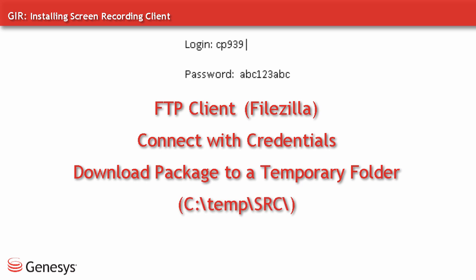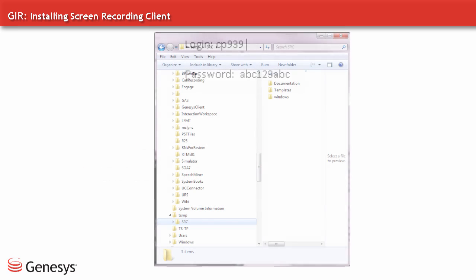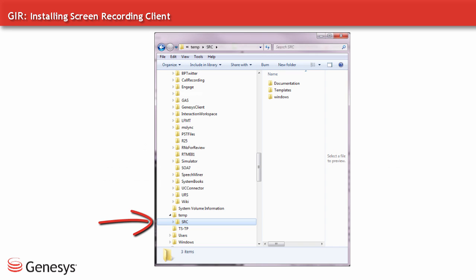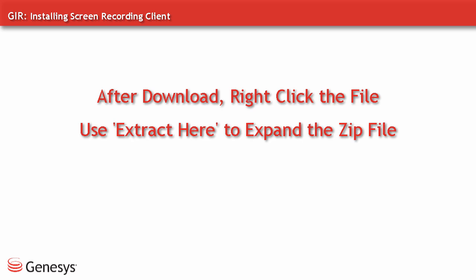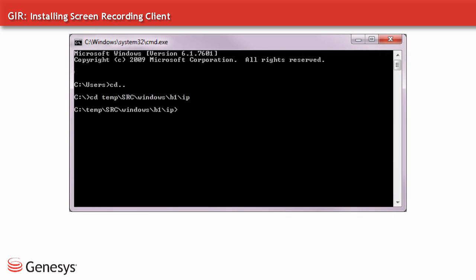For example, c:/temp/src/. Contact your IT department if you run into issues with this download. Once downloaded, right-click the file and use Extract Here or other commands to expand the zip file. For this demo, I've put the installation files here: c:/temp/src.